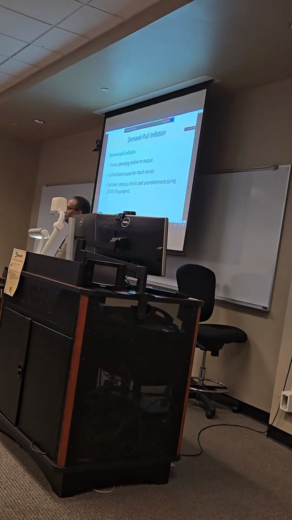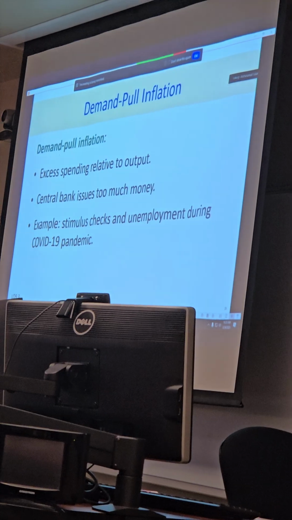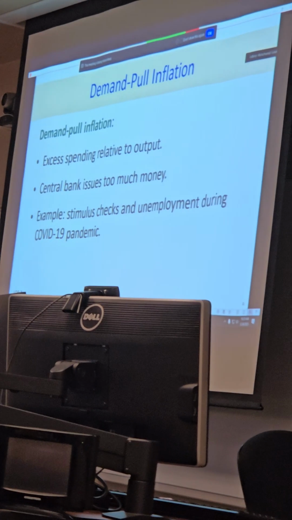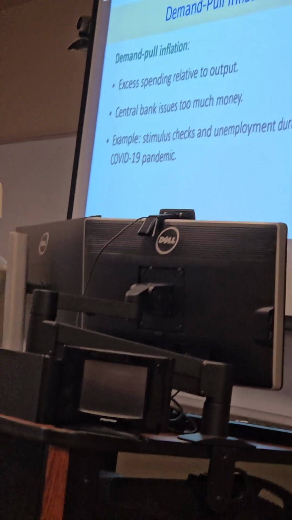Then there are two types of inflation. The first one is called demand pull inflation, right? Demand pull inflation means inflation because of excessive demand. When people spend on goods and services, the demand for goods and services is increasing. That is what we call demand pull inflation.